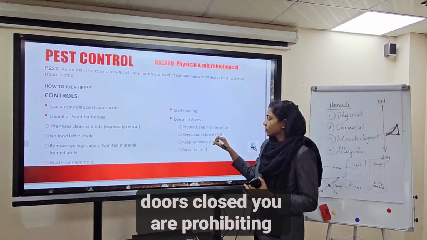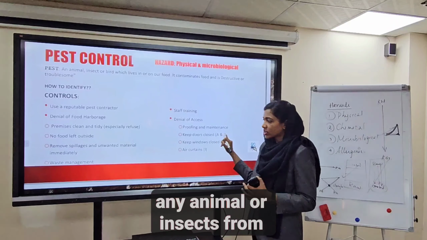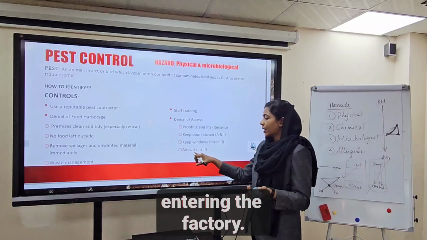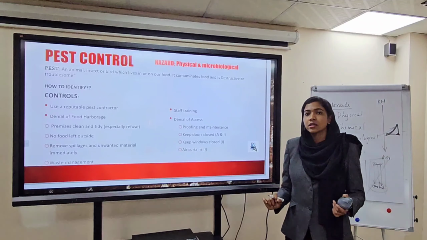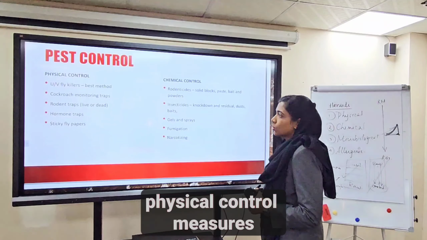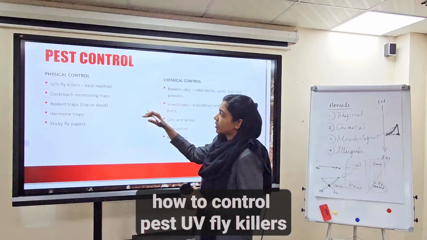With doors closed, you are prohibiting any animal or insects from coming in. With windows closed, you are prohibiting insects from entering the factory. Air curtains are also for the insects. Next, we are discussing a few physical control measures for controlling pests.